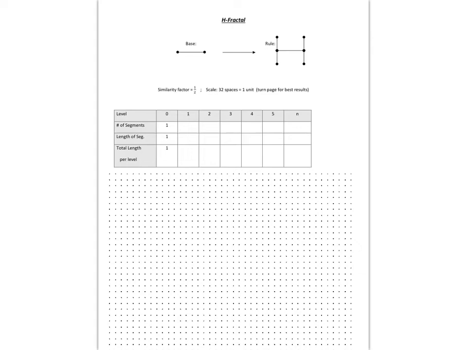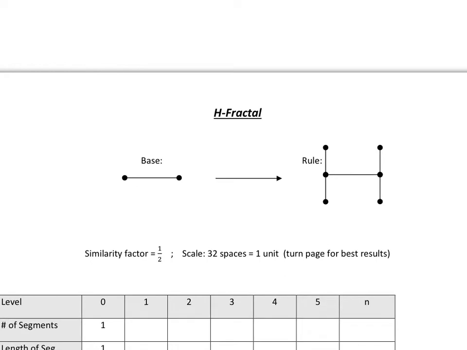This is the H-Fractal. It's called the H-Fractal because it looks like an H. We're going to start with the base of a line segment, and then each line segment is going to split into an H-looking thing, and each of the branches will be half as long. So here's our initial line segment, then we'll branch off in two directions with line segments that are half. Our similarity factor is a half.